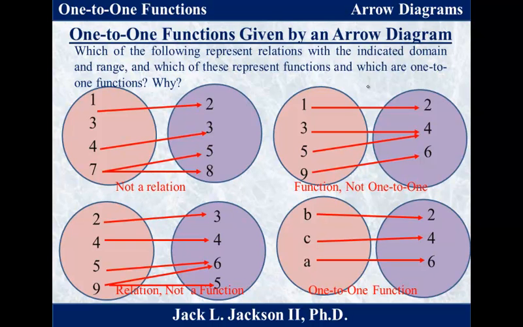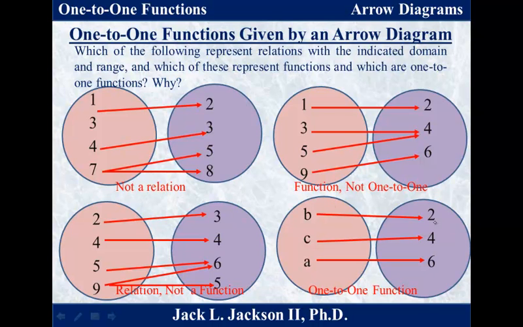The lower left, that's a relation but not a function, and the reason it's not a function is because the 9 at the bottom is going two different places. So that's a repeat in the first coordinate. That's not a function, so it's certainly not one-to-one. The last one is a one-to-one function, lower right-hand corner. Every first coordinate goes only to one second, and every second coordinate only comes from one first.